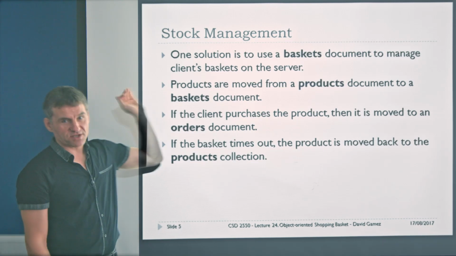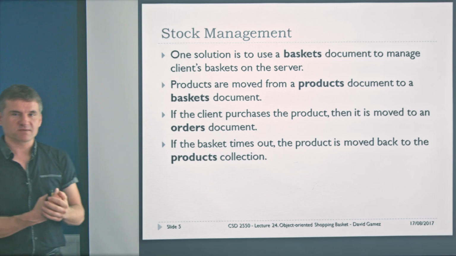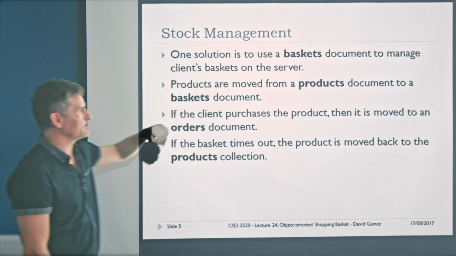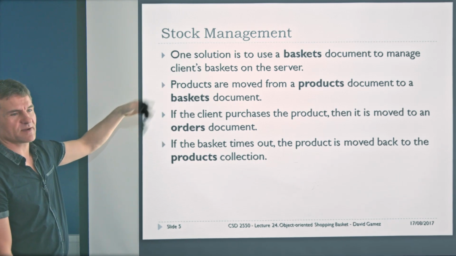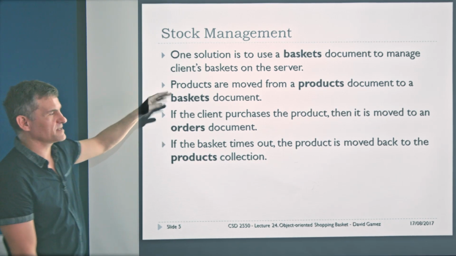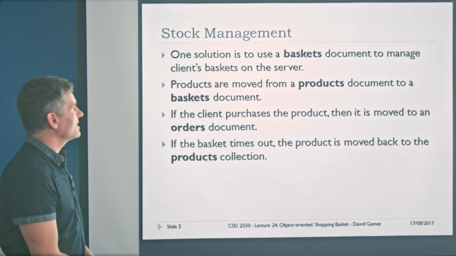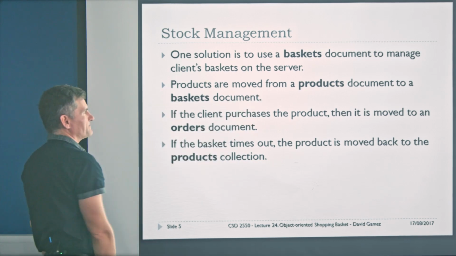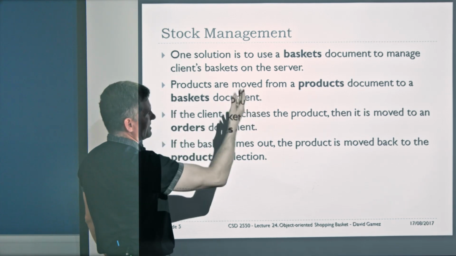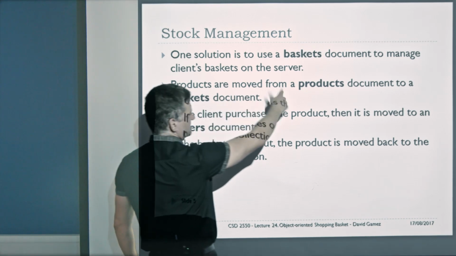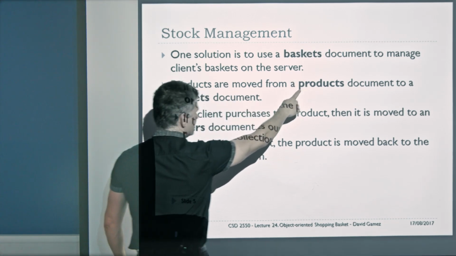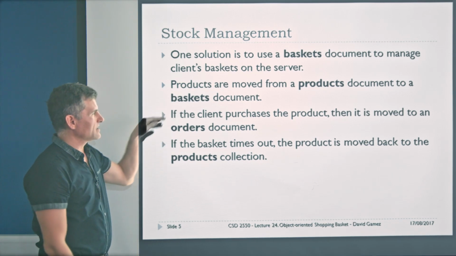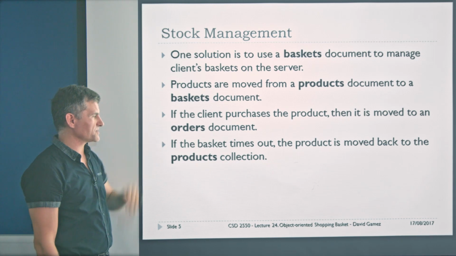One solution, and I think it's quite a good solution, is to use a baskets document in our MongoDB database to handle the clients' baskets on the server. By the way, if you're American, people often talk about shopping carts, or there are lots of terms for this, but I'm just going to use basket. So the idea is we have a baskets document that represents the customer's basket on the server, and when someone adds something to their basket, we move the product, or a record of the product, from the products document into the baskets document. If they purchase the product, then we move it from the baskets document to an orders document.